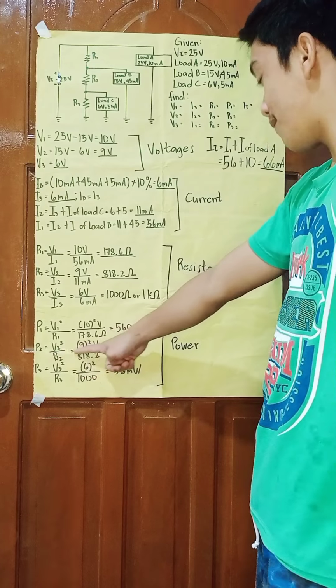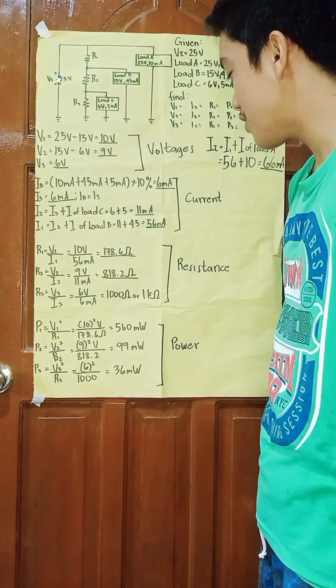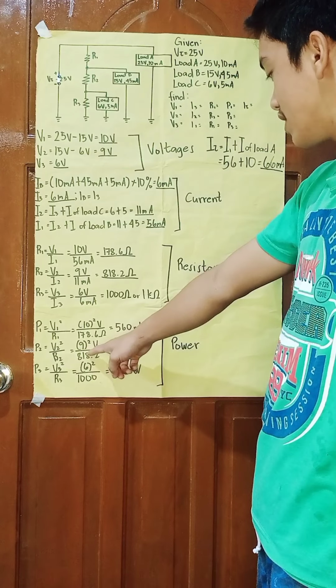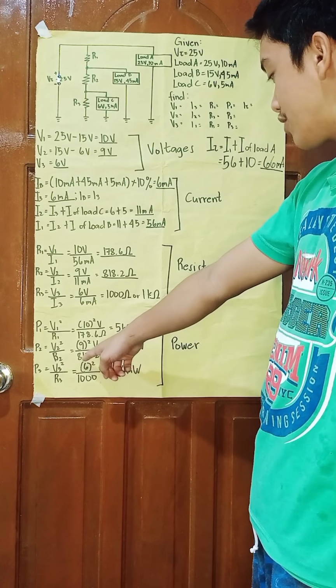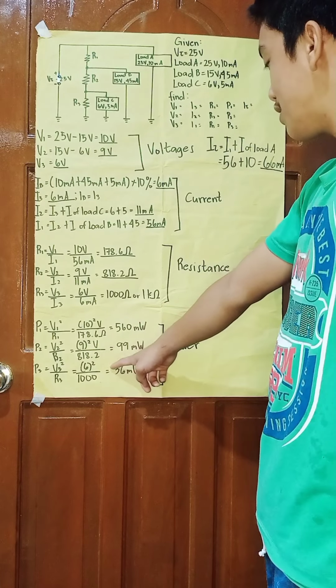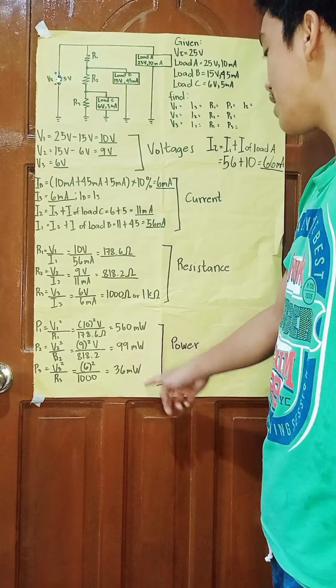Next is P2. So P2 is equal to V2 squared over R2. So V2 is equal to 9 volts, over R2, which is equal to 818.2. So 9 squared divided by 818.2 is equal to 99 milliwatts.